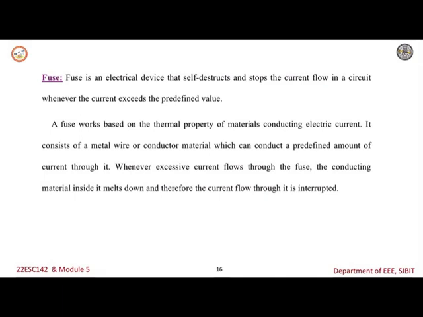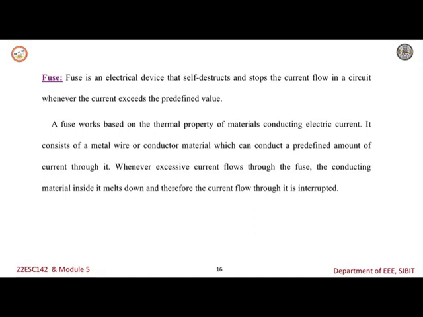To choose that, we should know some desirable characteristics of a fusing element. One is good conductivity. Whatever fusing element we choose should have good conductivity. Next, a low melting point. Whenever high current flows through it, it should have a low melting point so that the fuse will self-destruct and stop the current from flowing. Low cost, so it should be low cost. Then non-deterioration due to oxidation. Due to oxidation, it should not deteriorate.